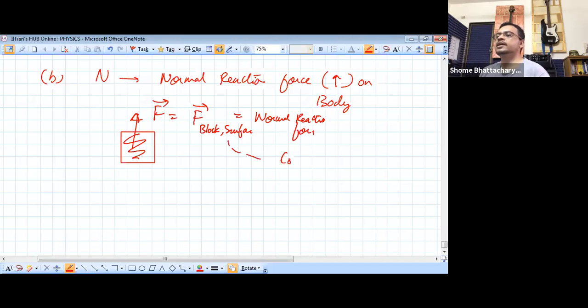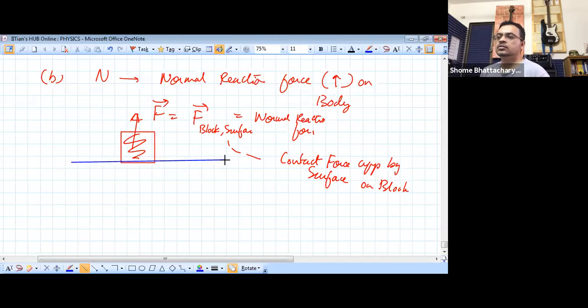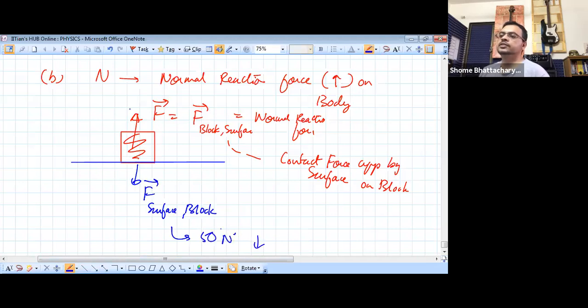So this is the contact force applied by the surface on the block. So what is the reaction to this? So the reaction to this is that the surface on which the body is lying, on this surface the body is also applying a downward force like this. That point on the floor is experiencing a force which is on the surface because of the block. So this will be 50 newtons downwards, and this is 50 newtons upwards. So this and this are in action here.